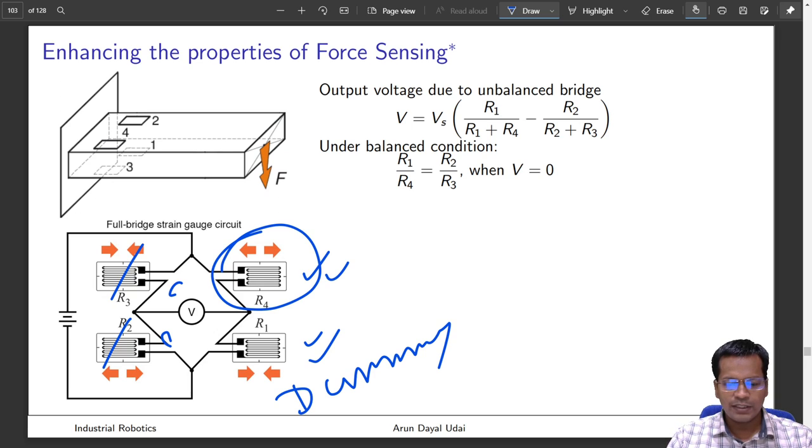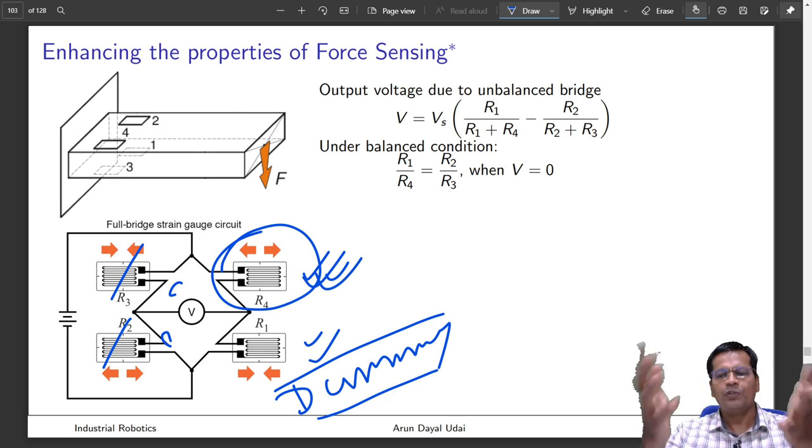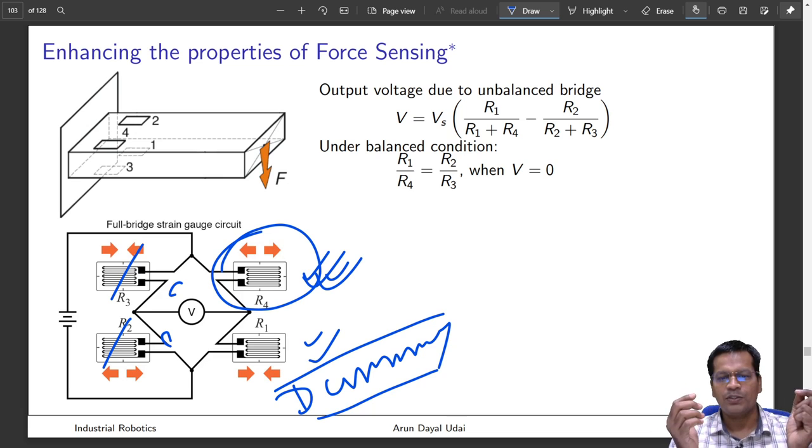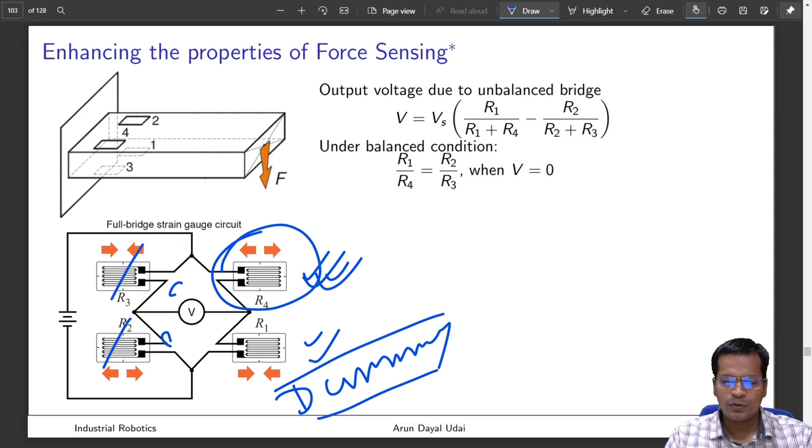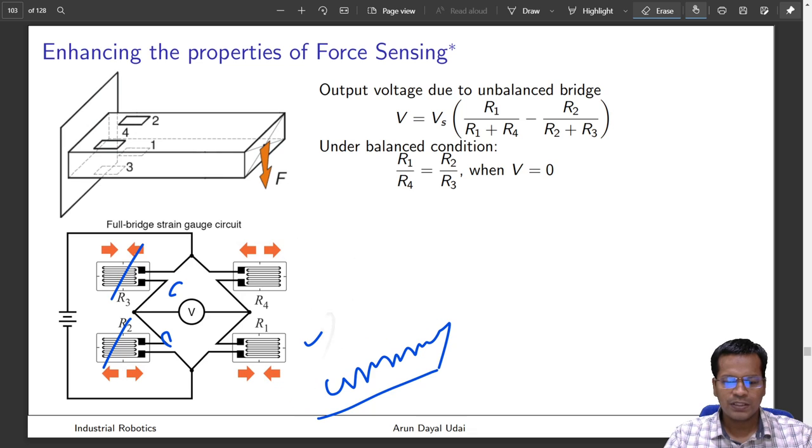So you have a dummy strain gauge which is here. This is the real one which is exposed to the environment where you want to check the strain. So you have two different strain gauges. One of them is just a dummy. It is not seeing any force changes or any deformation. Only one of them is seeing the change due to the deformation. Why is this there? It is just to compensate for temperature. So this is one very good use of having two of them. It acts like a temperature compensation.